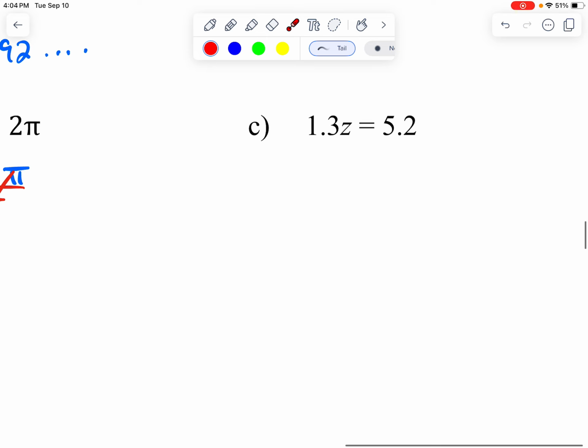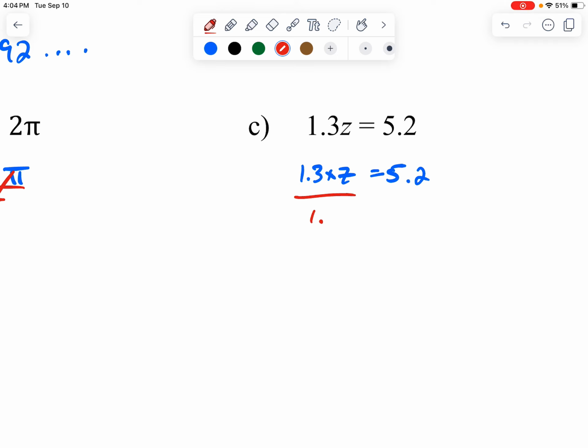Next and final one. This one I would definitely try by yourself if you haven't tried one yet. On the left, we've got 1.3 times z. Remember, we don't see it, but that's multiplication. 1.3 times z, however you like to draw your multiplication, equals 5.2. So to undo that multiplication, we're going to divide by 1.3. And this is another one you probably want to use a calculator. I think it's 4. Let me just double check. Z is equal to 4.